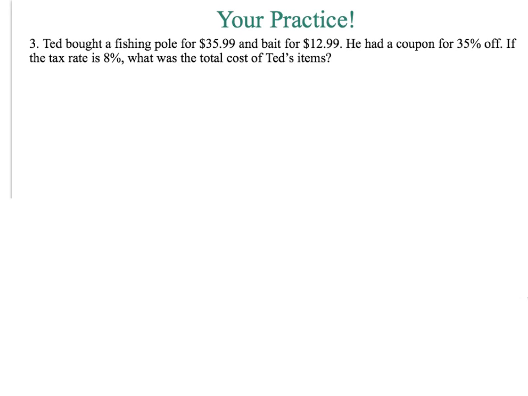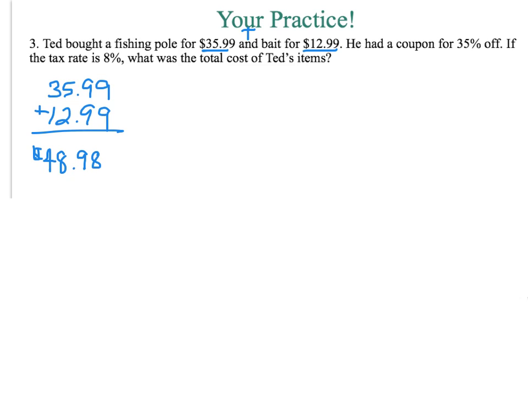All right, hopefully you picked up on the fact that we have an extra step in this problem. It says Ted bought a fishing pole for $35.99 and the bait. So before we even figure out the coupon or the tax, I need to figure out his total. So I need to add up what he's buying to get how much his whole subtotal is. So he is spending a total of $48.98 before sales and tax. Anytime you have multiple items, you must first add them up to get the subtotal.